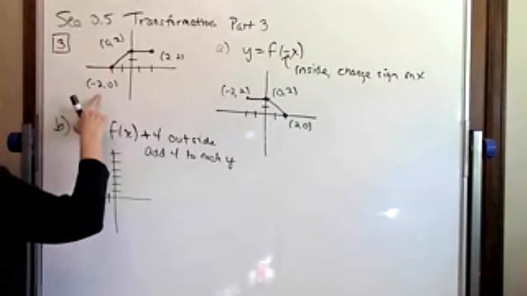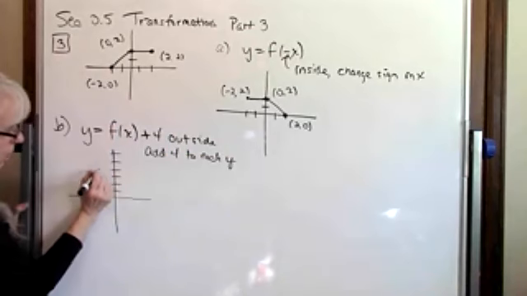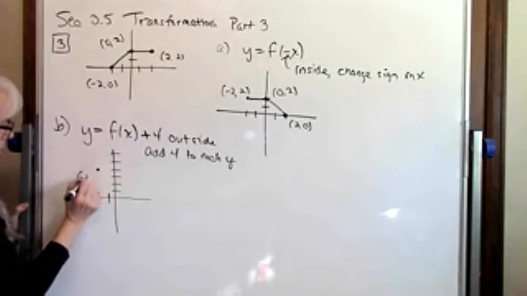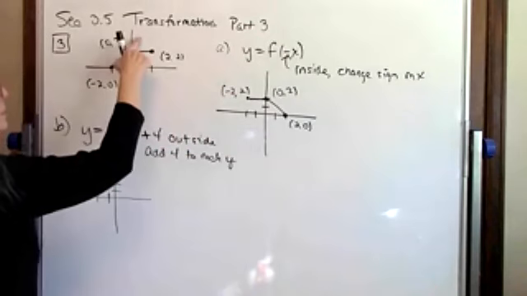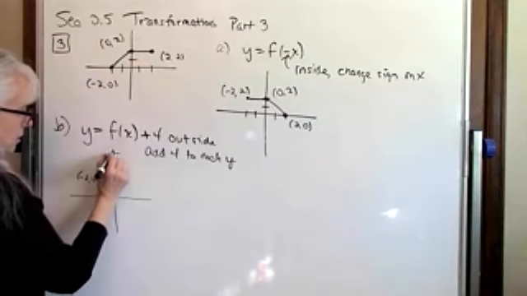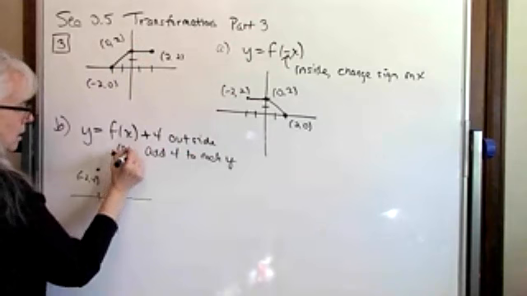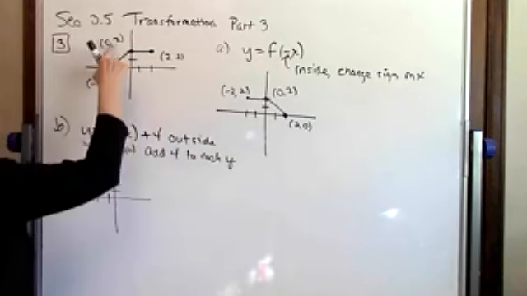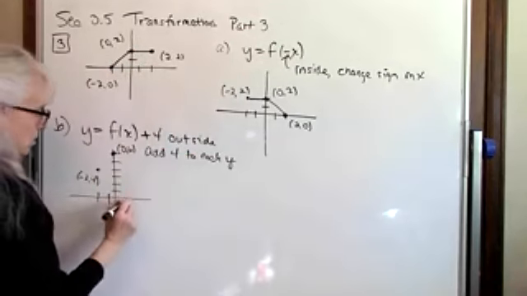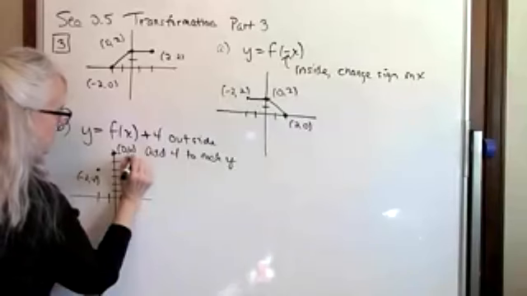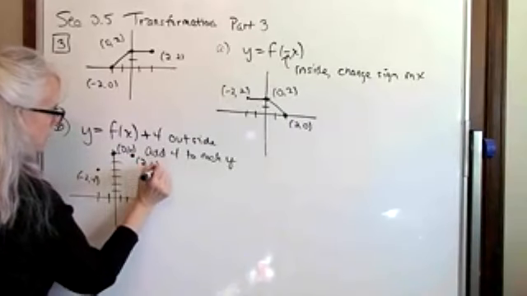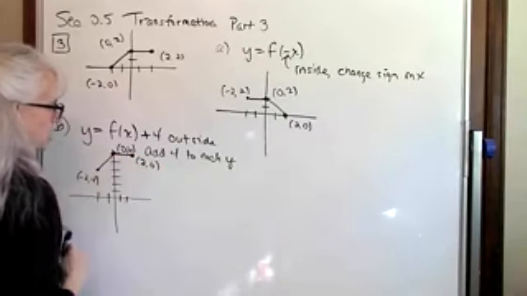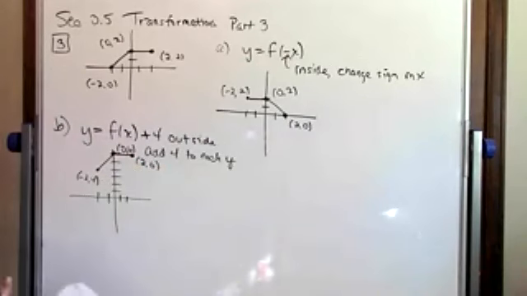So the point that's at negative 2, 0 is now going to be at negative 2, 4. The point that's at 0, 2 is going to go up there to 0, 6 because I'm adding 4 to the y value. So 2 plus 4 gives me 6. The point that's at 2, 2 is now going to be over there at 2, 6. Because again, you're adding to that y value. So the picture looks something like that. We picked the whole graph and moved it up.